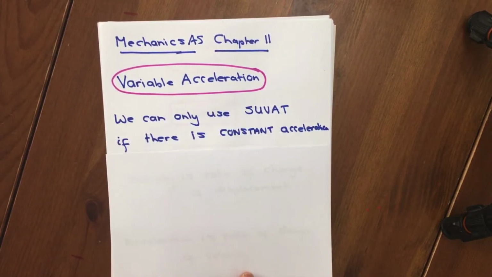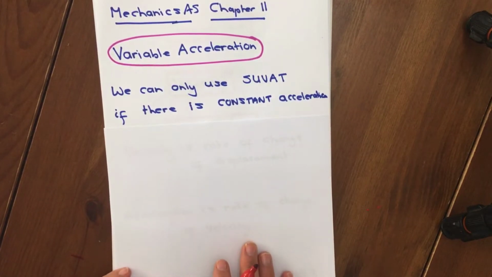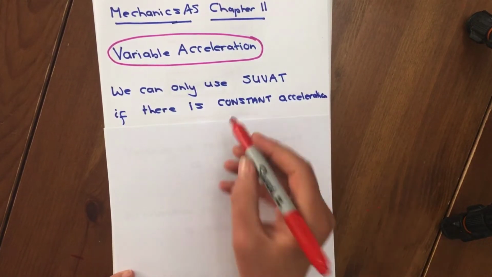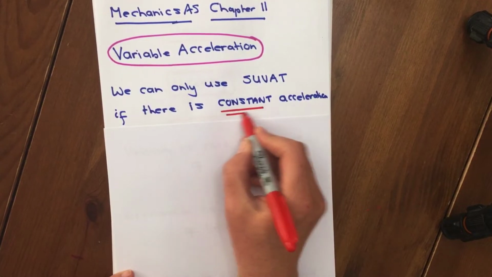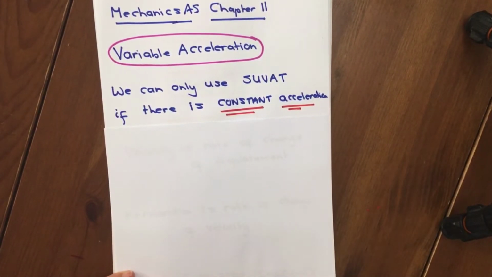Okay, so we can only use SUVAT if there is constant acceleration. That's really, really key. So constant acceleration, we use SUVAT. So what do we do when we have variable acceleration, when we have problems where the acceleration is changing?